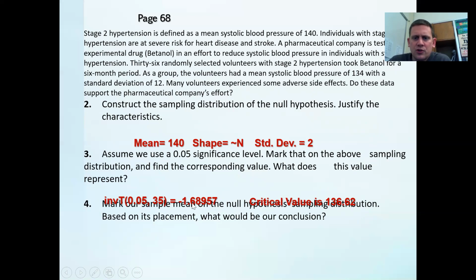Basically what you're doing is backwards substituting in the formula to find this value. Here's your inverse T. This is the T statistic that you would use. That's where things become critical.